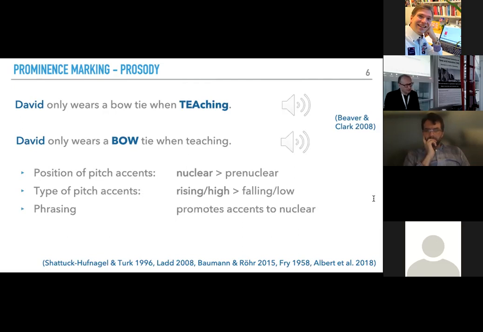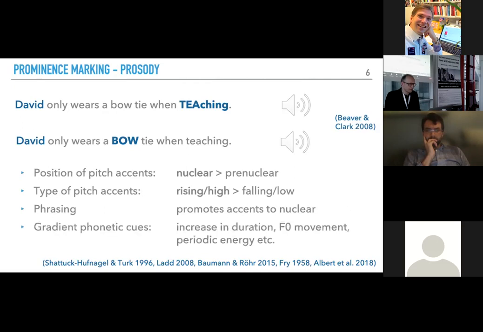Furthermore, phrasing or phrase boundaries also have a prominence-shifting function at times in that they promote the accent before the boundary to a nuclear accent. And prominence is expressed by gradient phonetic cues such as duration, F0 movement, or periodic energy.